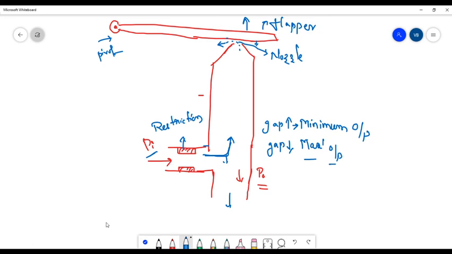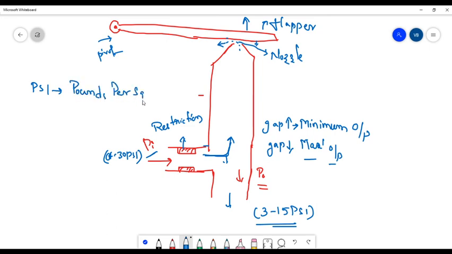Okay, so this is about the flapper nozzle mechanism. Here we are going to take the pressure signal in pounds per square inch. The input we apply is some 0 to 30 psi, and the output we get is 3 to 15 psi. So what is meant by psi? Psi is called pounds per square inch.